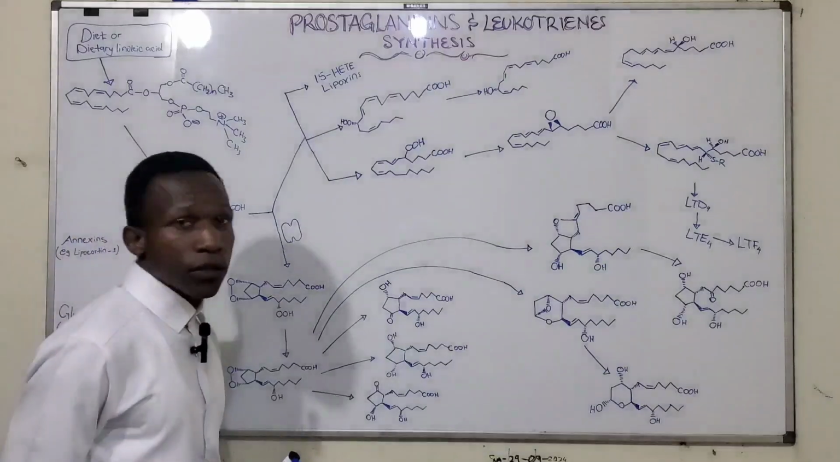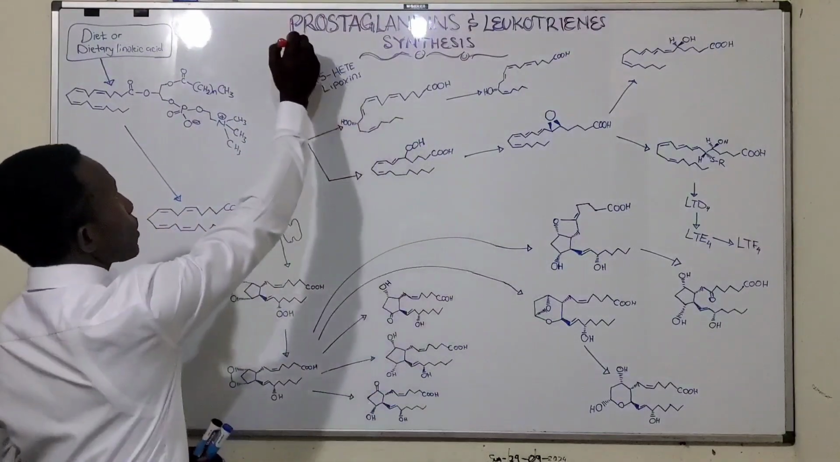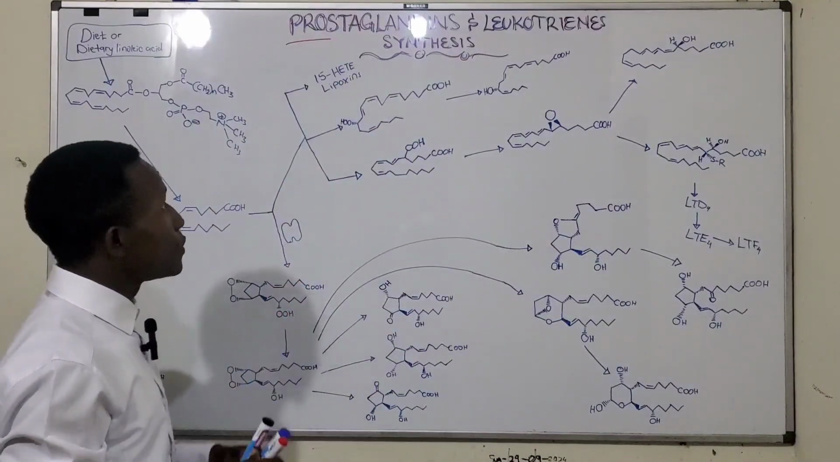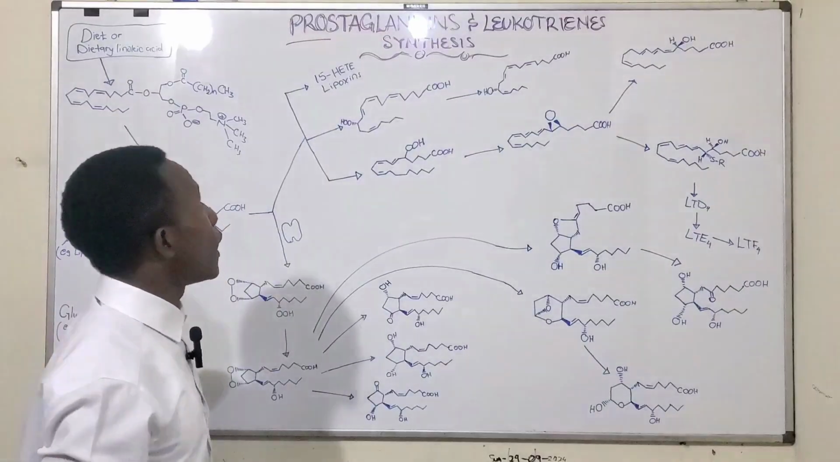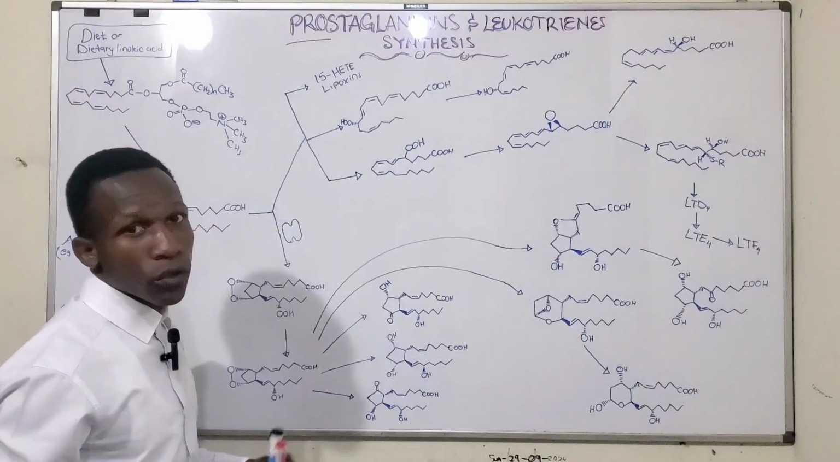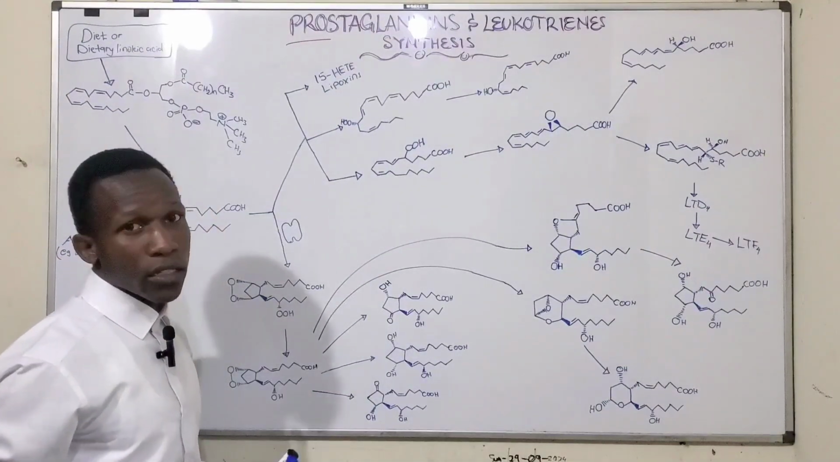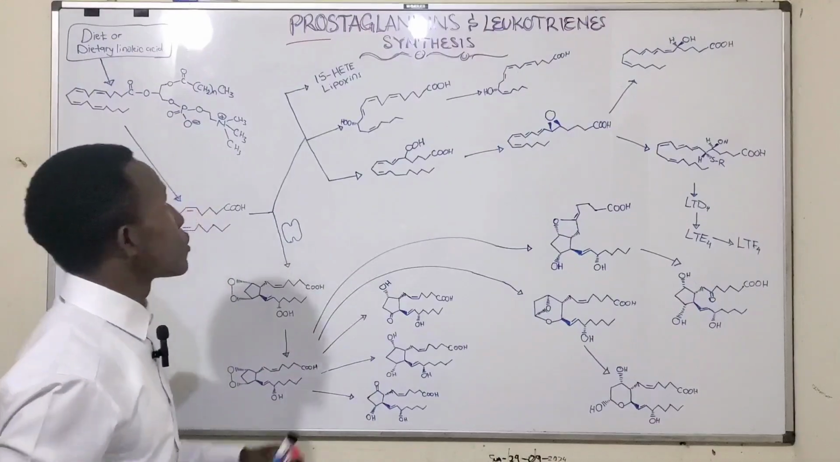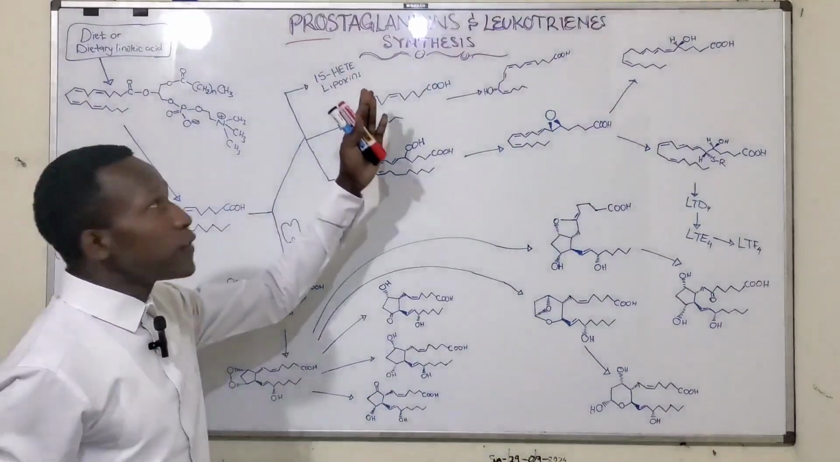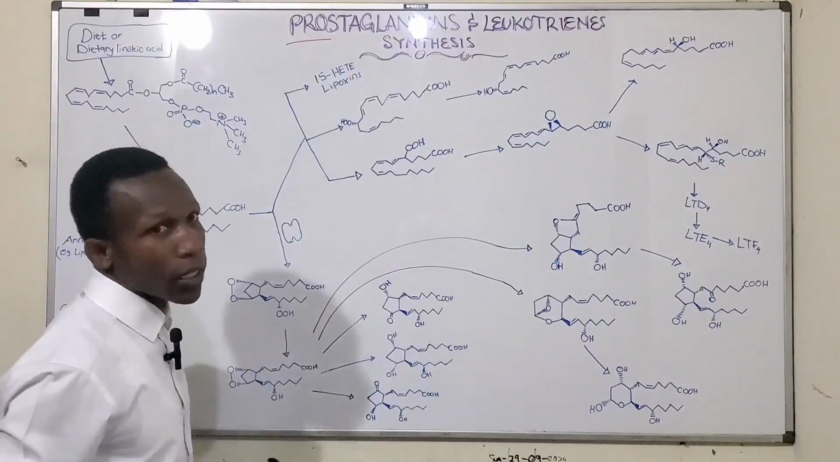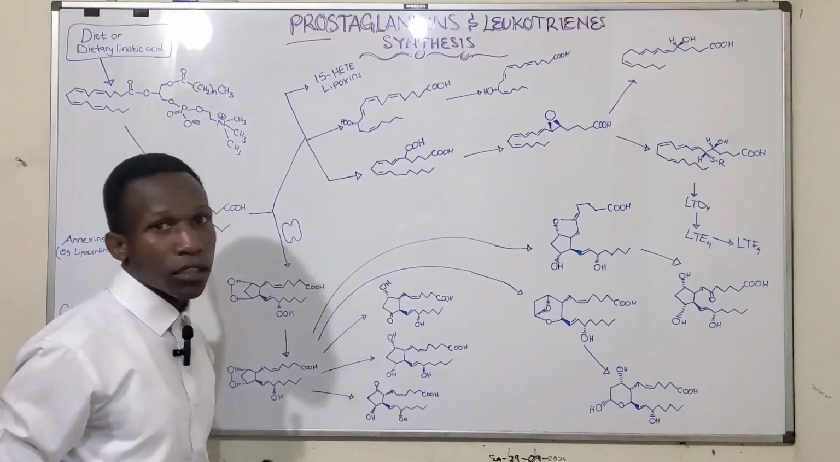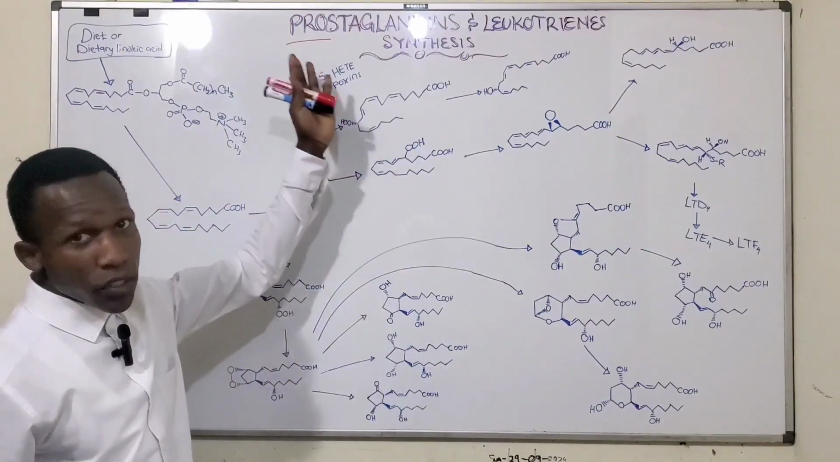What are prostaglandins? Prostaglandins were first isolated in semen, and they realized that semen could contract isolated uterus and other smooth muscles. So the active substance in the semen was termed prostaglandin, thinking that it was from the prostate gland.